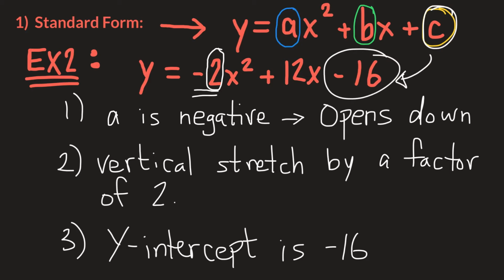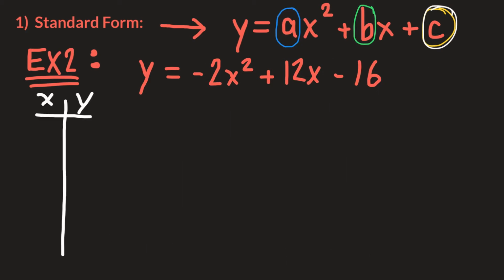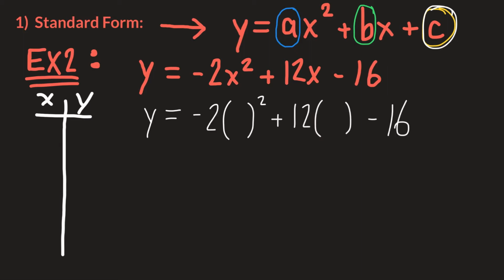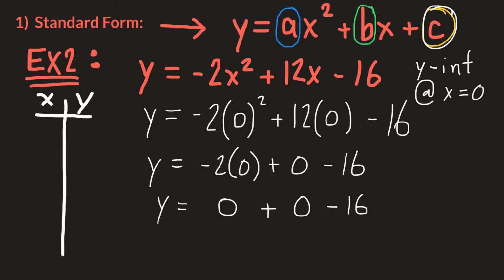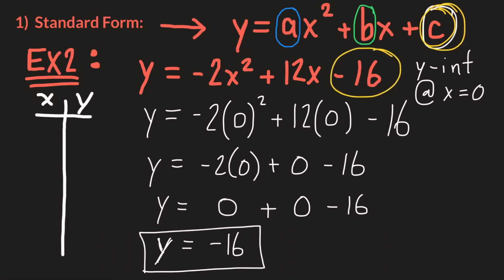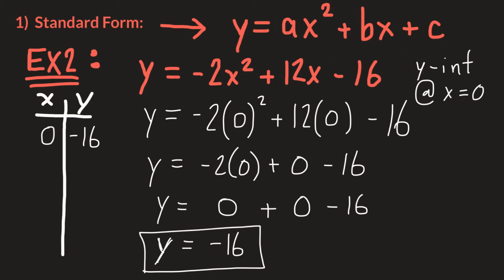Now, let's attempt to graph this using a table of values. I'm using a table of values because standard form doesn't tell us anything about the vertex or x-intercepts. It does, however, tell us where the y-intercept is. The y-intercept always occurs when x is 0, and we know when x is 0, the y-intercept here is -16. Now, the only other way that we can come up with extra points on this parabola is by inputting different values for x and solving for their associated y values.